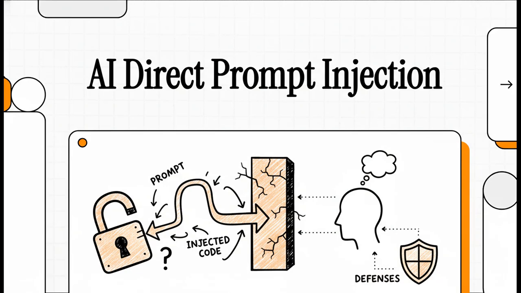All right, let's dive into one of the biggest and honestly one of the most misunderstood vulnerabilities in AI right now. It's called direct prompt injection. Now, I know that sounds super technical, right? But stick with me here because by the end of this, you're going to get exactly how these incredibly smart systems can be tricked with just a few simple words.